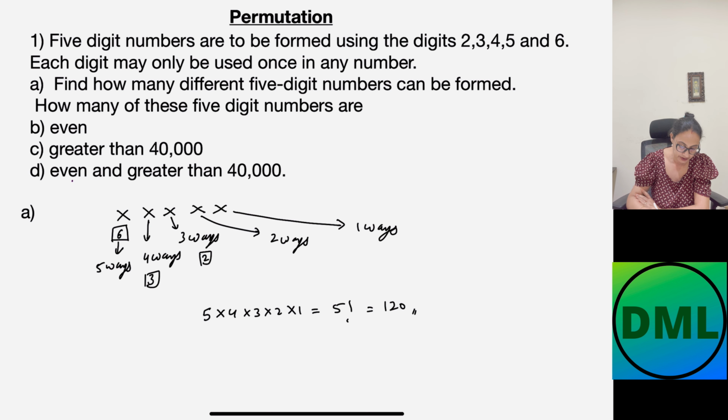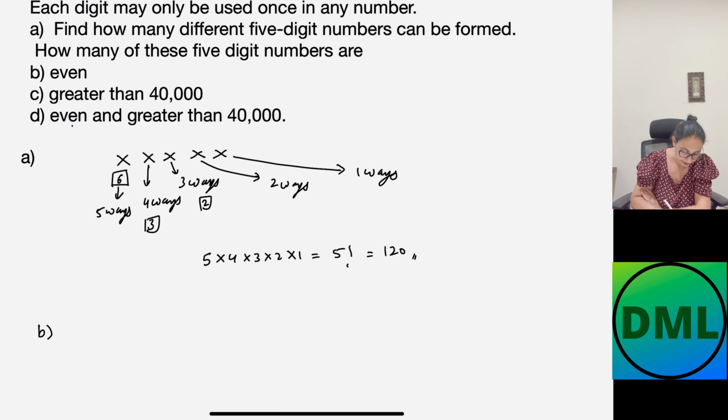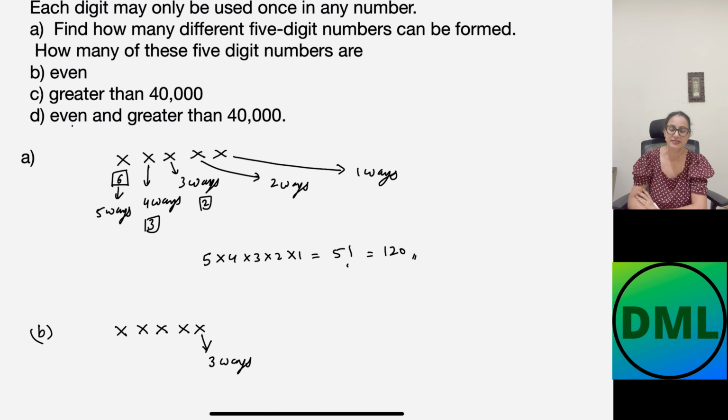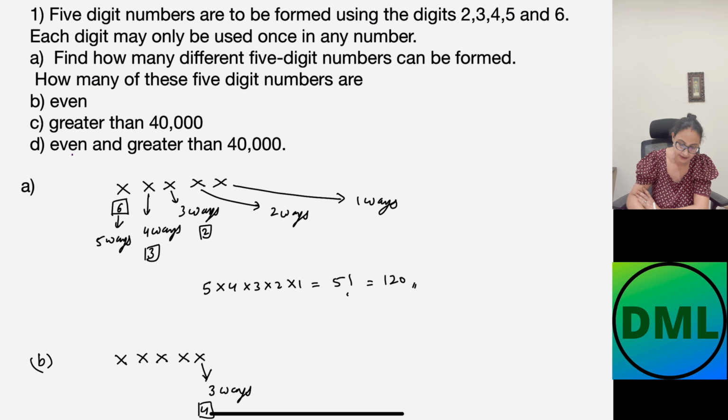For the B part, let's make 5 crosses first. I have to make an even number. That means the last place should be filled with an even number. I have 3 options, either 2, 4 or 6. That means this place can be filled in 3 ways. Let's suppose that you filled 4 here. Now 4 is gone from our numbers.